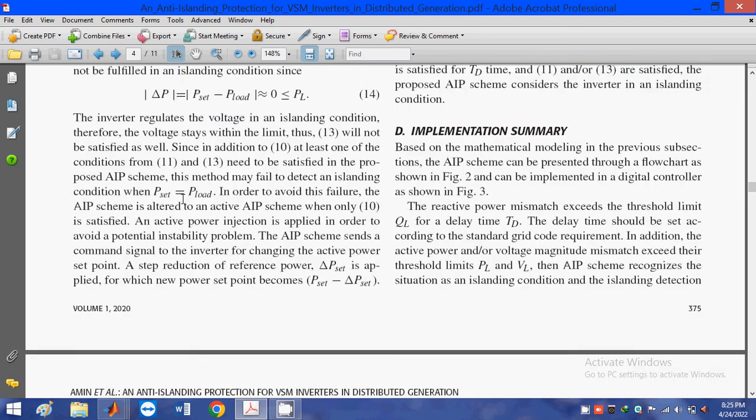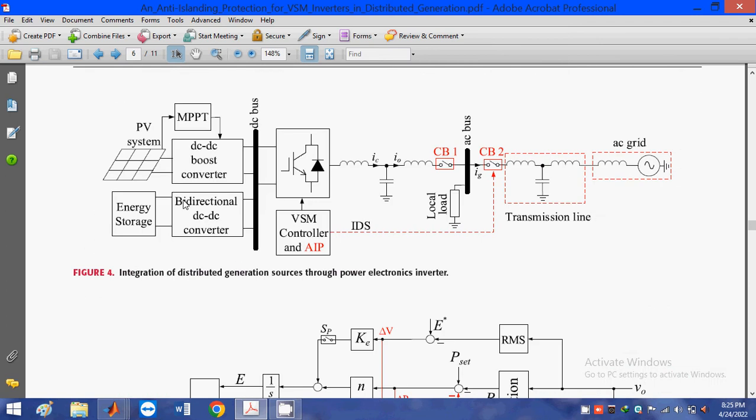So coming to the block diagram. This one is the AC microgrid and this one is the DC microgrid. In the DC microgrid, we take solar and batteries. So here we are integrating the AC microgrid with the DC microgrid. In place of the DC microgrid, we simply place a PV panel.